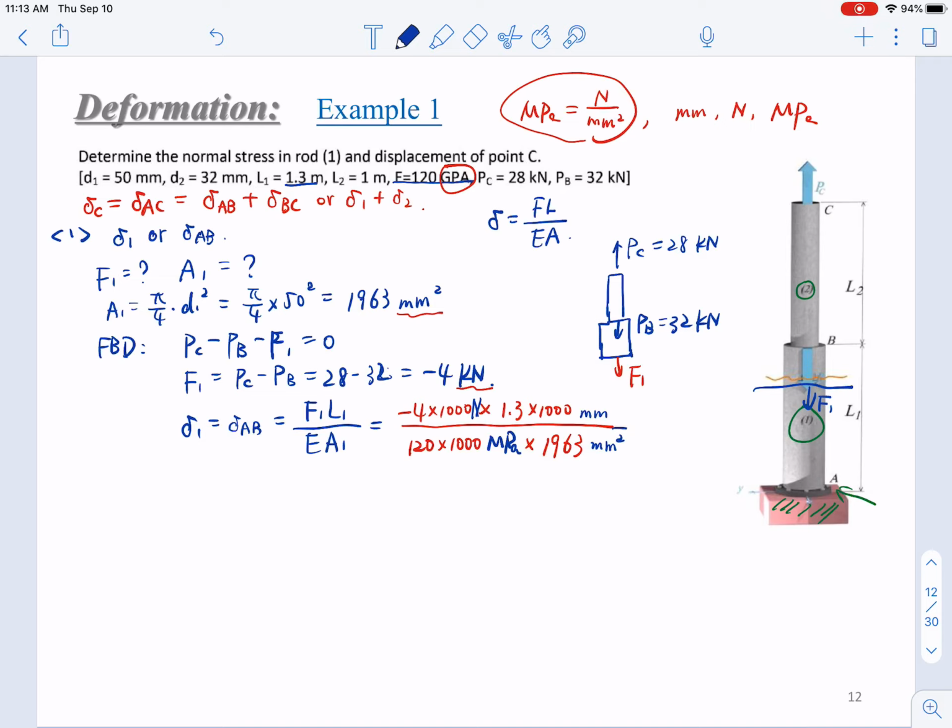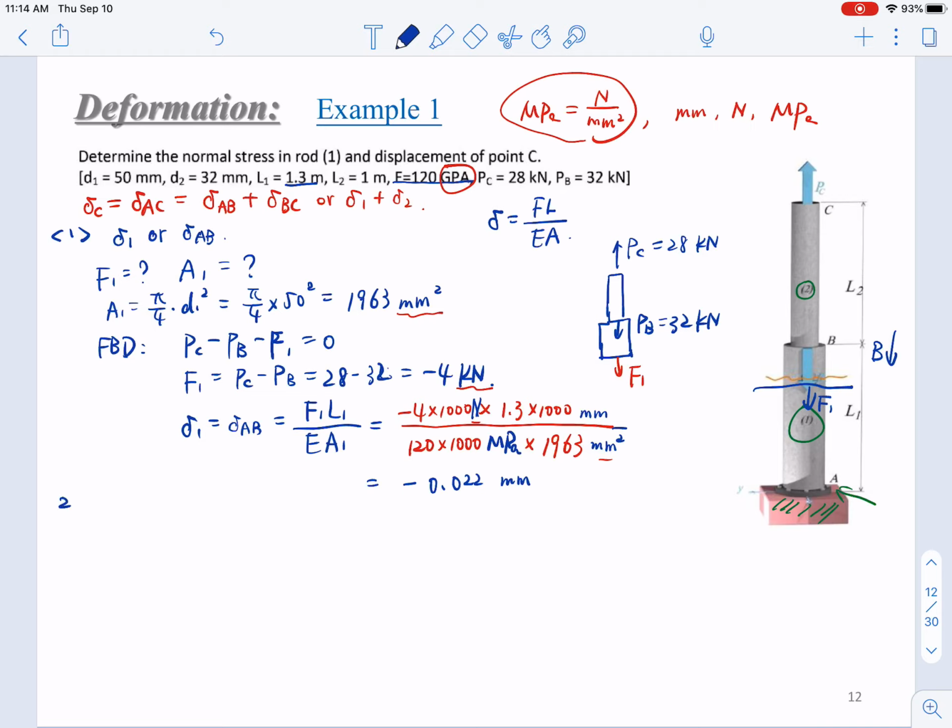So you can see that we have Newton per square millimeter, this is MPa, so MPa is gone, so you have only a millimeter left. Okay, so the result here will be negative 0.022 millimeter. This is negative. What does that mean? Meaning that part 1 will be shortened. So the displacement of point B will be downward. Okay, so point B will be downward.